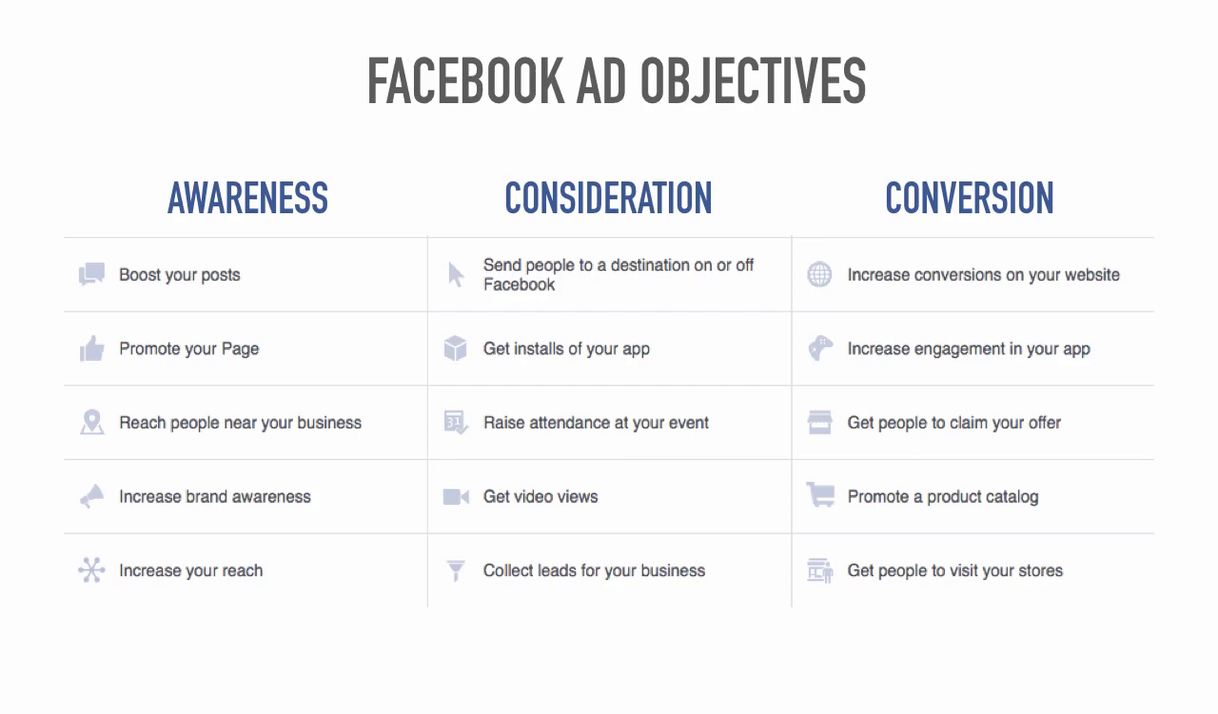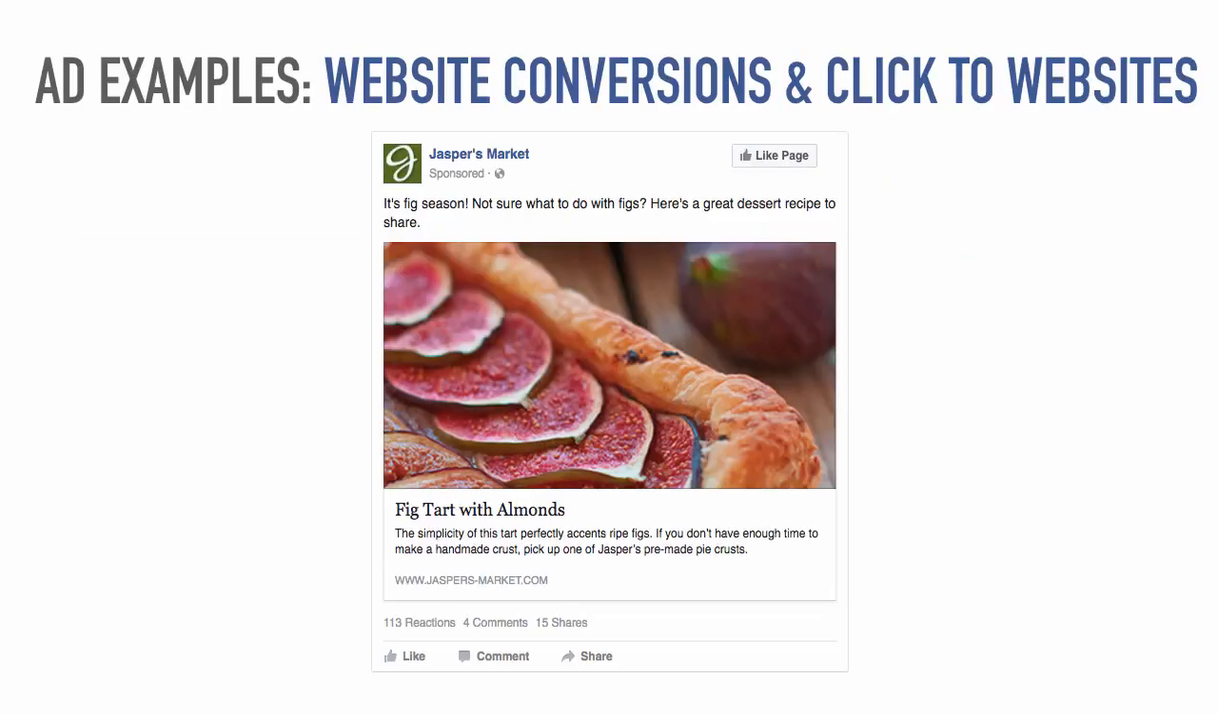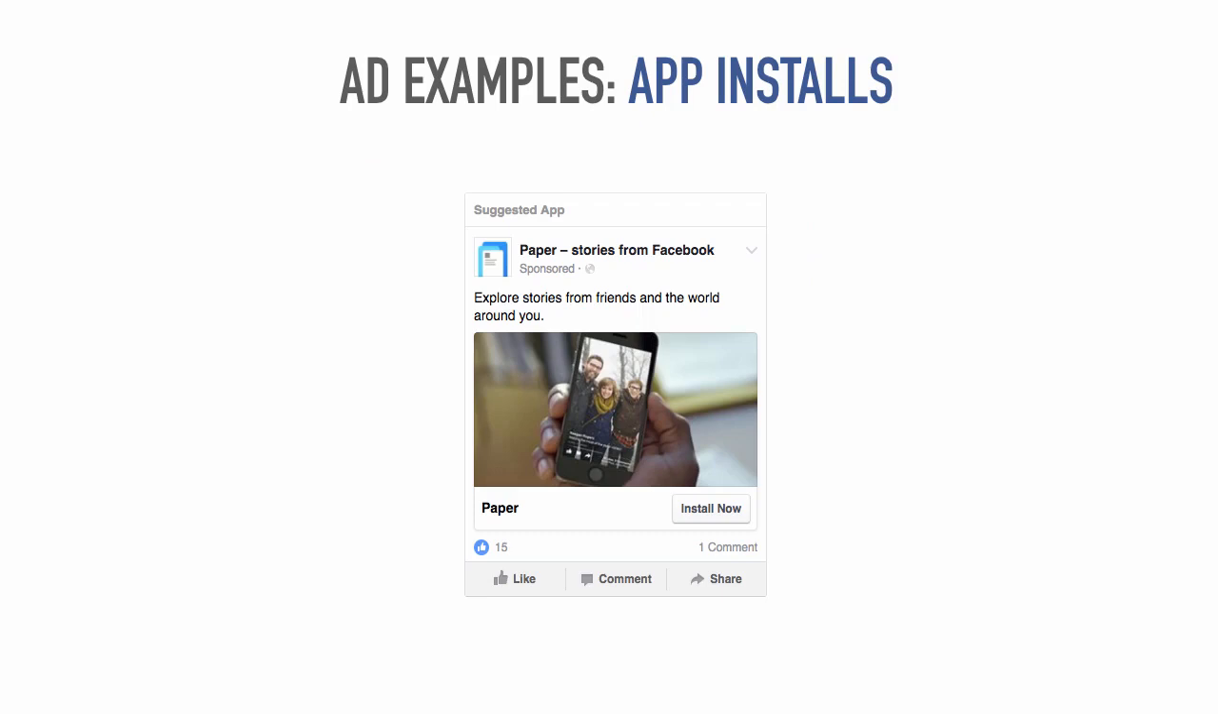To help your understanding, let's again look at actual ad examples from some of the most widely used ad objectives. Two of the most commonly used ad objectives are maybe website conversions and click to websites. These ads are designed to help you drive specific actions like visits or purchases on your website. You can use app install ads to let more people actually install your app on their mobile as well. Note the call to action button here, which will directly drive people to the app install page with a single click.